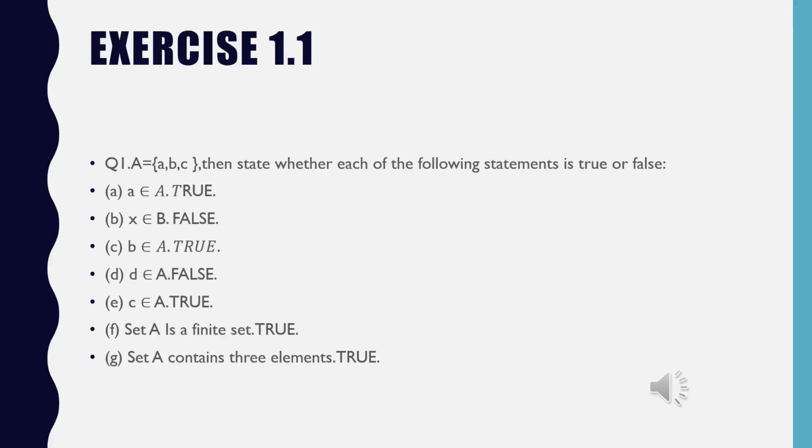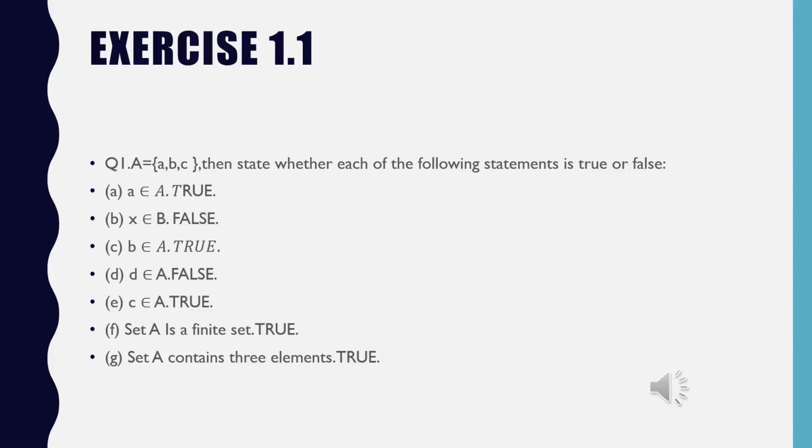Then the third, that is C. In the third question, b is a member of A. It is also true because small b is an element of set A. Now the fourth question, D part, d is a member of A. It is false. Why is it false? Because set A does not consist of the alphabet d. Now E part, set A is a member of C.